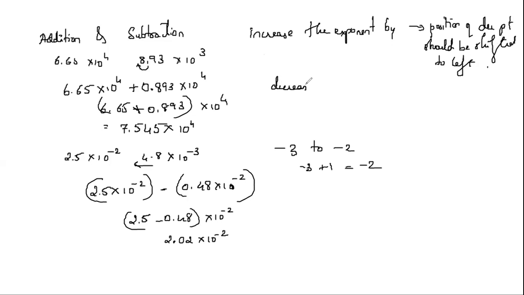Decrease the exponent, then the position of the decimal point should be moved to the right. For example, I have 10 raised to 4. I want to make it 10 raised to 3. Suppose 7.81 into 10 raised to 4. I want to make it 10 raised to 3. What I'll do? 781 into 10 raised to 3. I'll shift the decimal point to the right. Yes. So this is addition and subtraction.